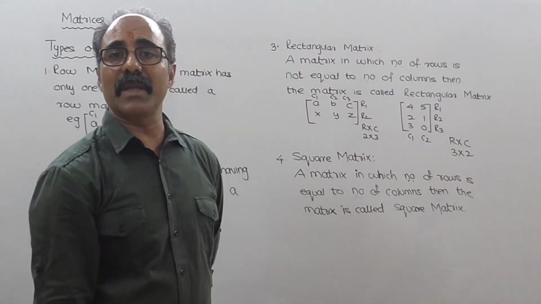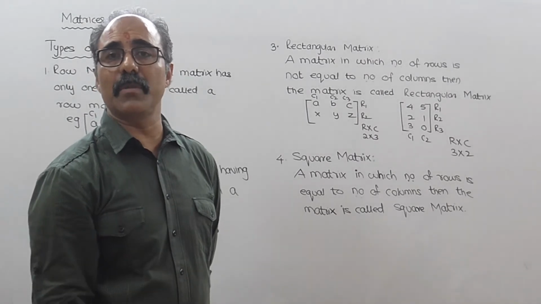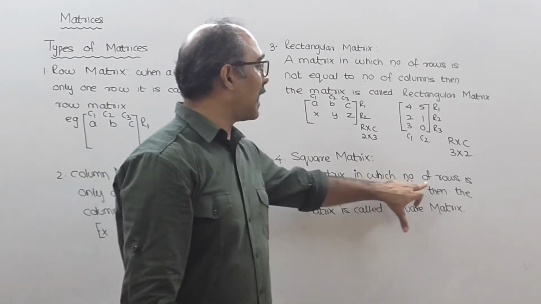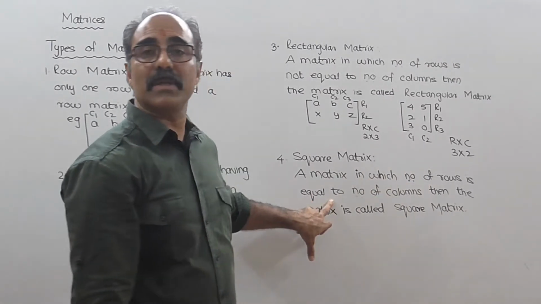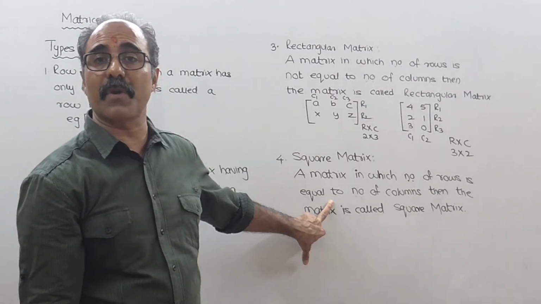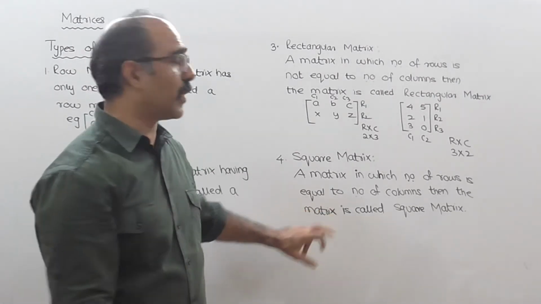Is the number of rows same as the number of columns? No. Therefore, this will be classified as a rectangular matrix. Next is square matrix. A matrix in which the number of rows is equal to the number of columns. Whenever the number of rows is equal to the number of columns, it is called a square matrix.